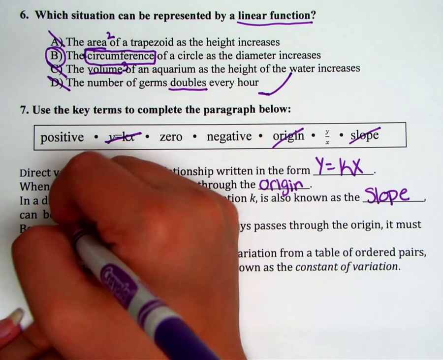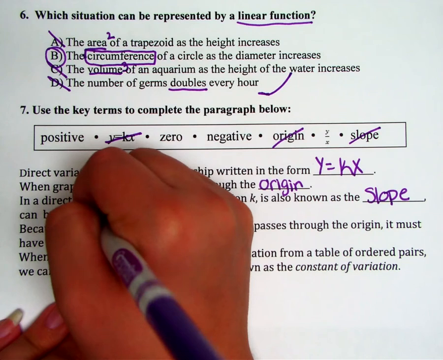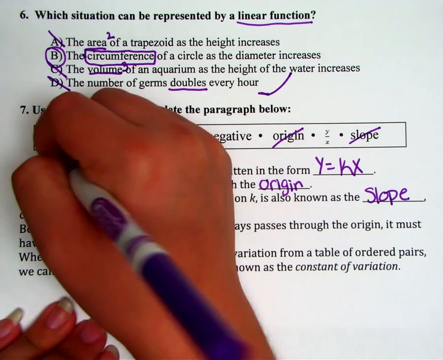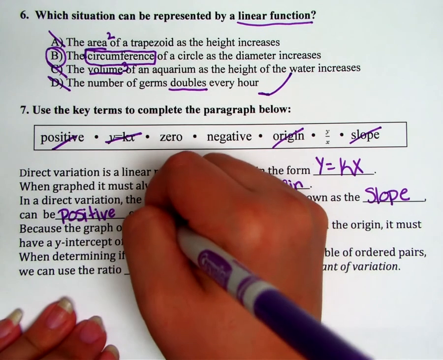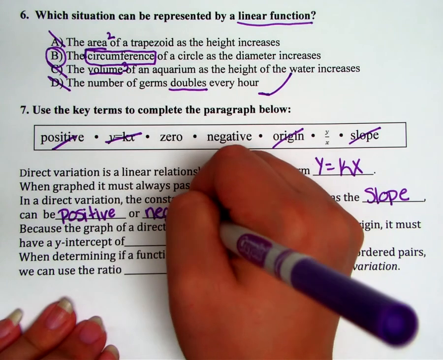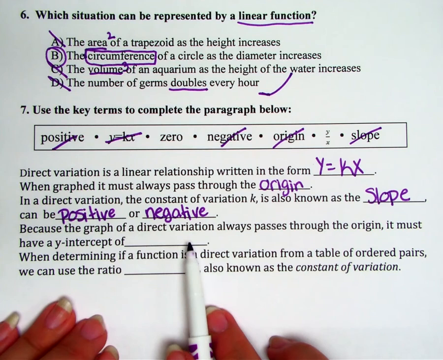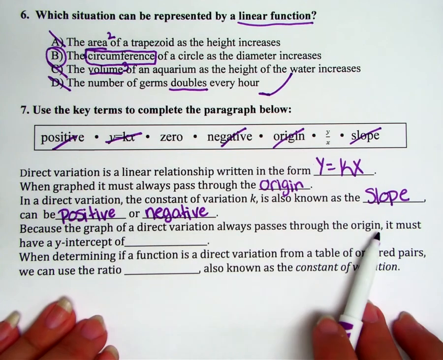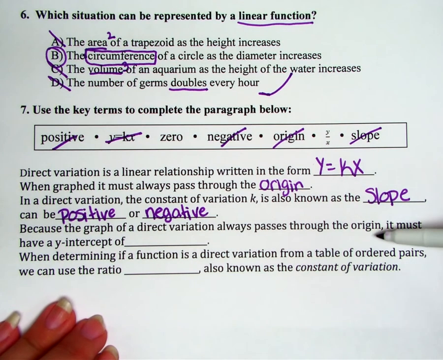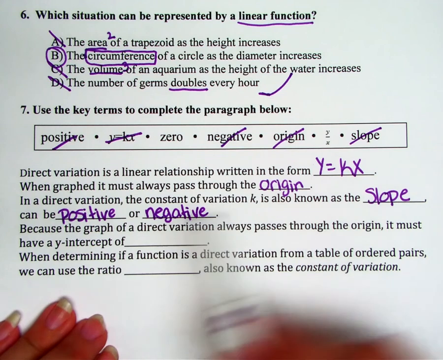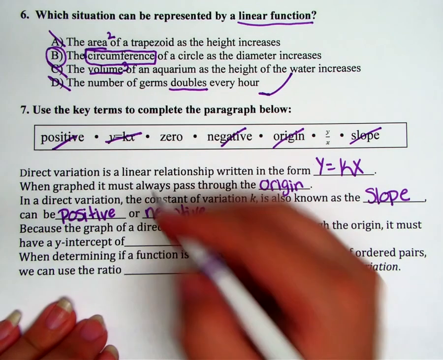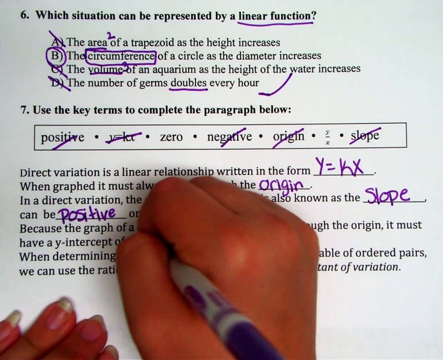It can be a positive slope or a negative slope. Because the graph of a direct variation always passes through the origin, so if you didn't know that, it said it again right here, it must have a y-intercept of 0.